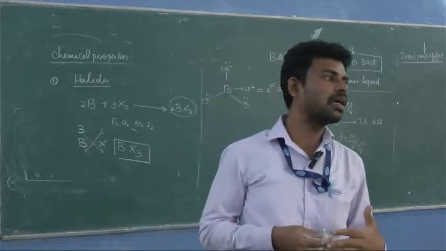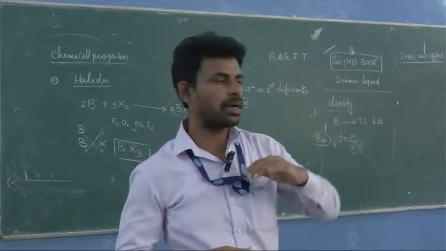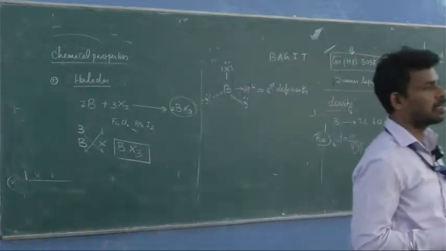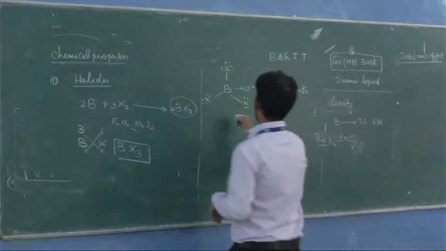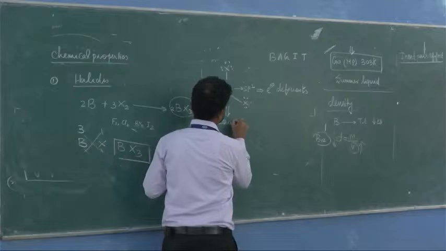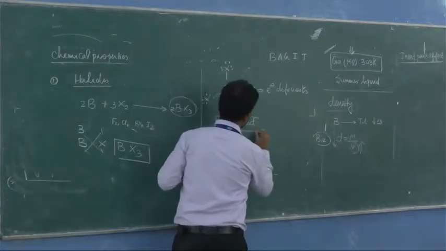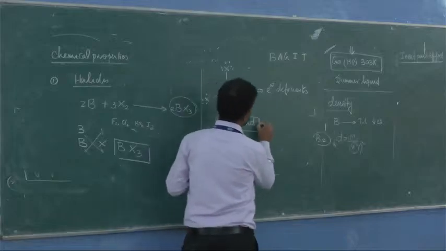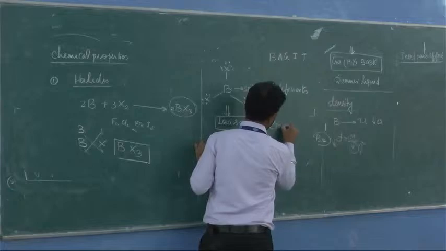What species? Electron deficient. All electron deficient species will act as a Lewis acid. So all boron trihalides will act as a Lewis acid. Please note this. All boron halides will act as a Lewis acid. Lewis acid means electron pair acceptor.